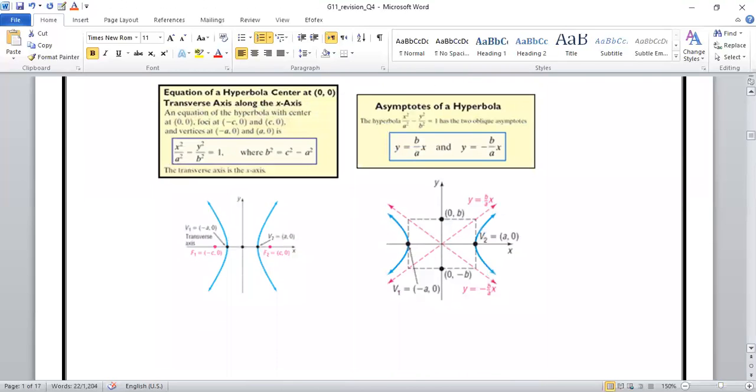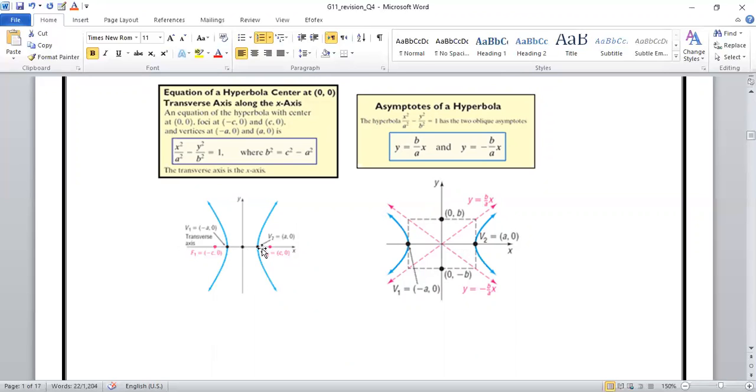Okay, another conic section, hyperbola. A hyperbola has a center, two vertices, and two foci. The distance from the center to a vertex equals a, and the distance from the center to a focus equals c. Okay, the same as the ellipse.